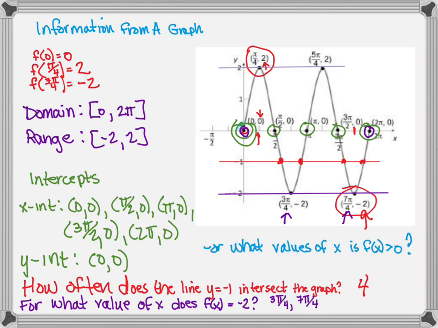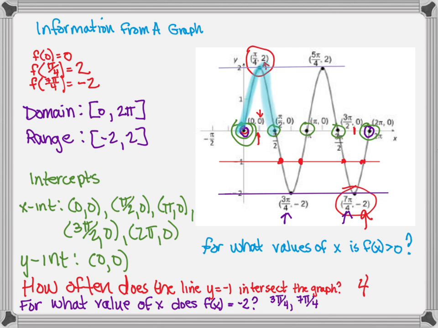One last question. Apparently some of that got erased. For what values of x is f of x greater than 0? So this is asking for what x values is this graph above the x-axis? Are the y values positive?